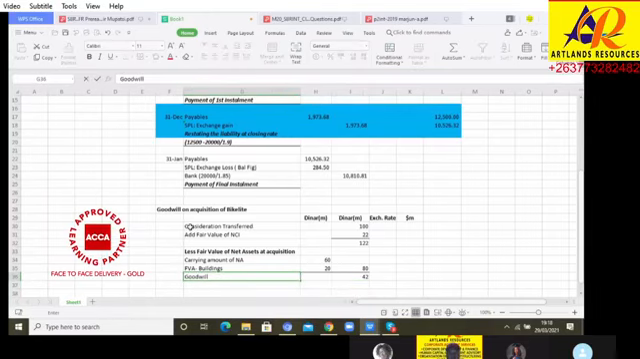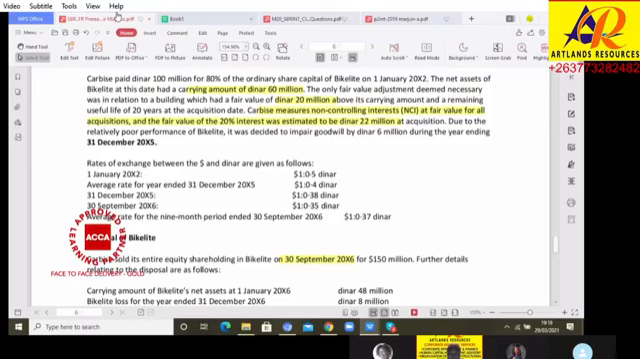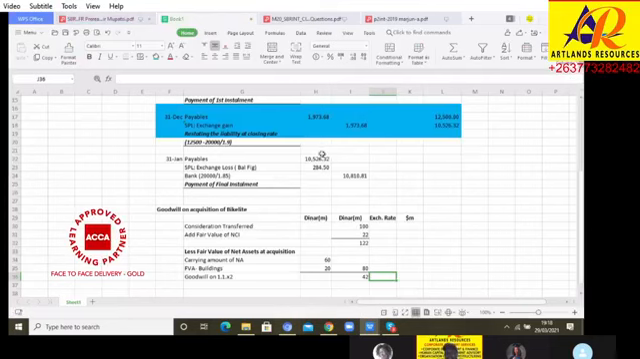Goodwill on 1 January X2. That's when we acquired it. And then the exchange rate. You calculate goodwill, and then you translate the goodwill at the historical rate. It was $1 equals 0.5 dinar. So the exchange rate here was 0.5.